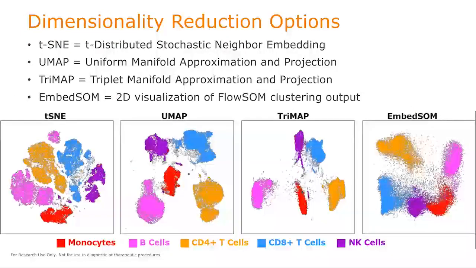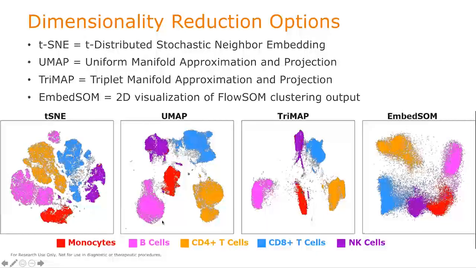So what kind of options do we have for dimensionality reduction? The classic t-SNE is probably what people are most familiar with. t-SNE does a great job of flattening the data, and it does a really good job of not overlapping different populations that have different phenotypic expression patterns on top of each other.